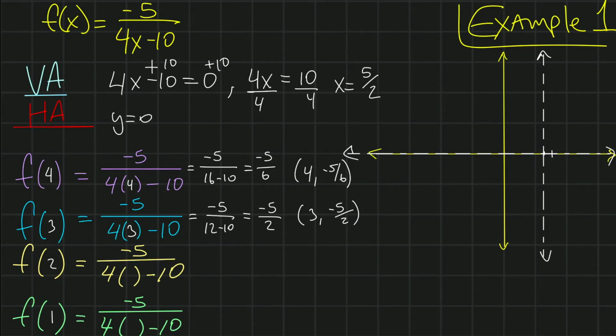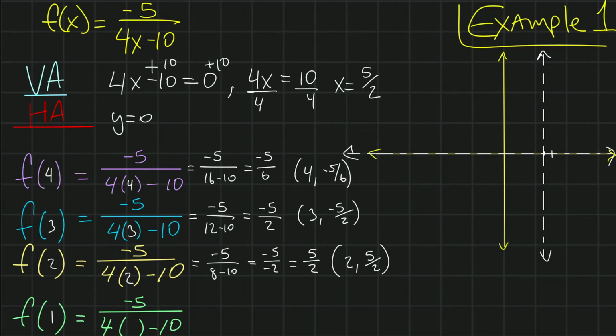When x is equal to 2, I'll substitute in the 2 for x. So that's going to be -5 divided by 8 minus 10. When we reduce that, that's going to be -5 over -2. Negative divided by negative is positive, so that's going to be +5 over 2. So our point when x is equal to 2, our y value is going to be 5 over 2.